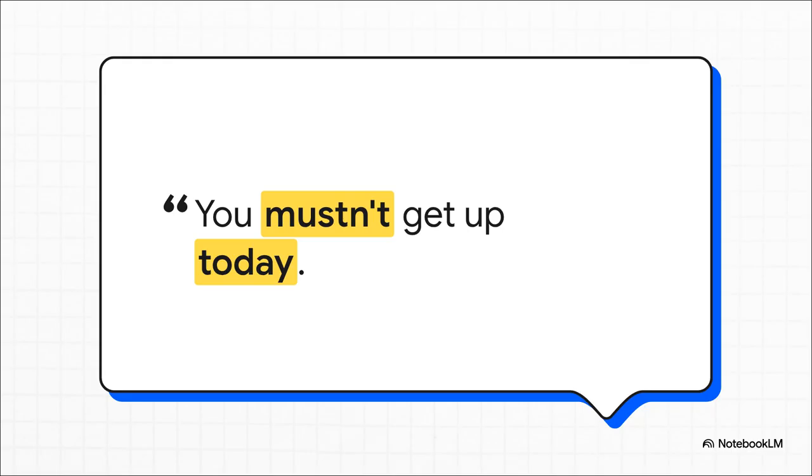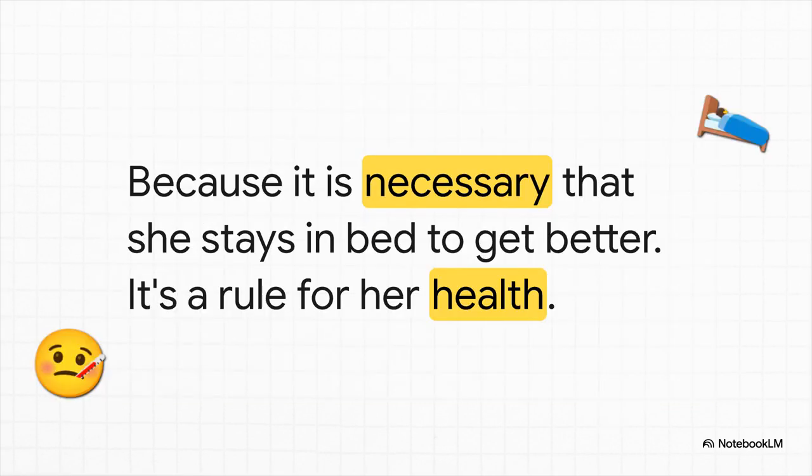So, meet Annie. Poor Annie has a terrible cold, and her doctor tells her, you mustn't get up today. Now notice, this isn't just some friendly suggestion. It's a strict instruction for her own health. And here's the why. Why mustn't? Because there's a negative consequence waiting if she ignores the advice. If Annie gets out of bed, she's not going to get better. So the rule is there to protect her. That's the real power behind the word mustn't.